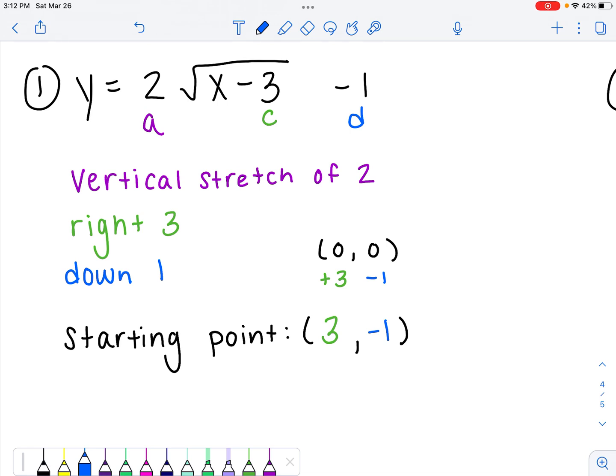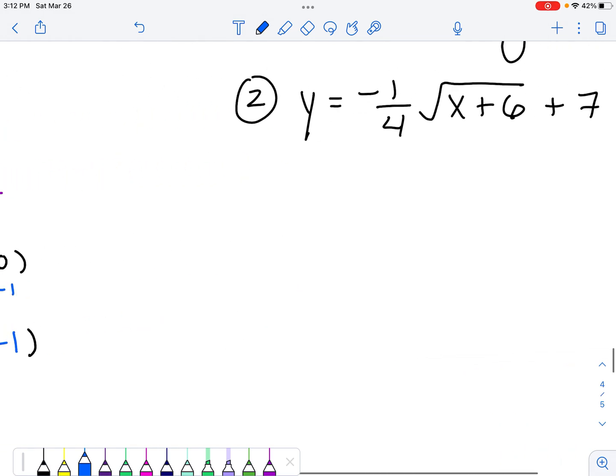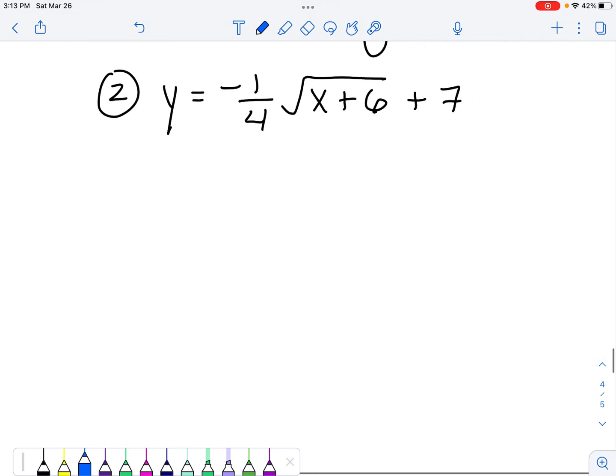Let's try another one, and we're going to put a little bit more into this graph. Our second example here is y equals negative 1/4 square root of x plus 6, all plus 7 on the end. Since we have a negative here, that means that we are reflecting the graph. So we're going to say we have a reflection. Our graph is going to be flipped upside down.